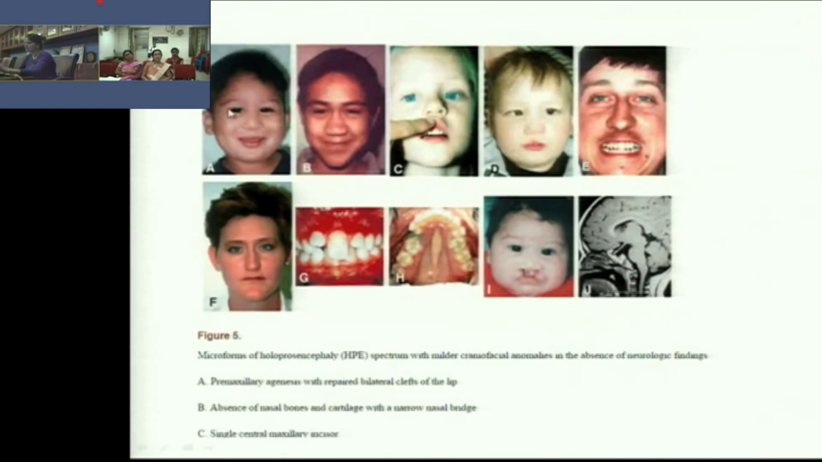Here in this child, premaxillary agenesis has been repaired, and the bilateral cleft lip is repaired. There is absence of the nasal bone and cartilage with a narrow nasal bridge. Then there is a single central maxillary incisor, and there is a cleft lip. So all these things we have to look for. This again is a single central maxillary incisor. These things may be missed if we are not checking carefully.